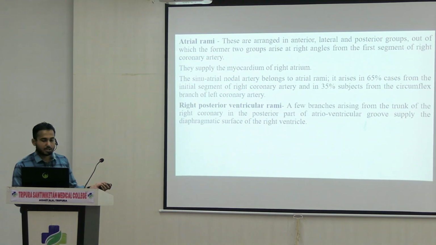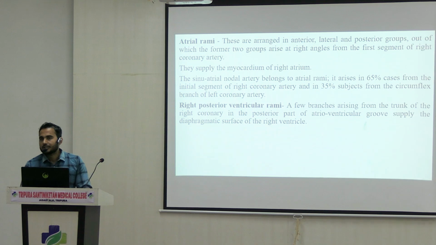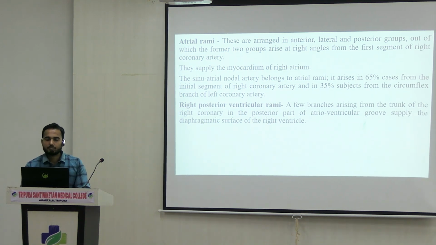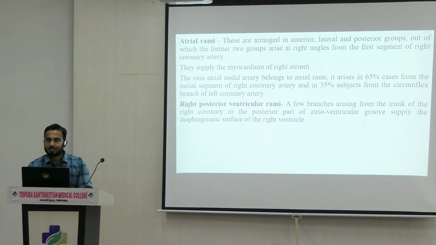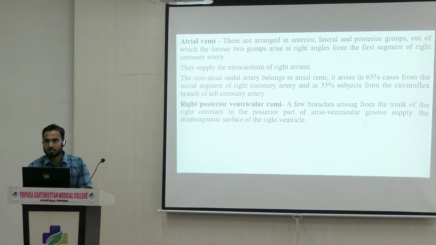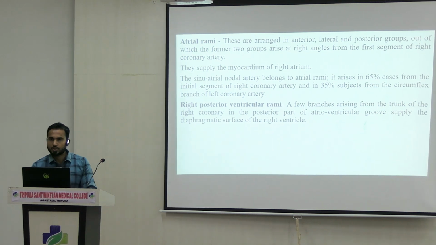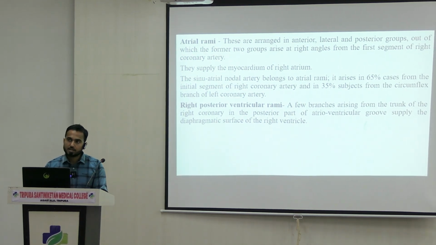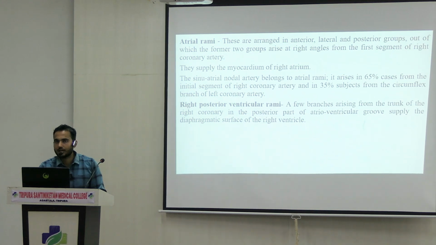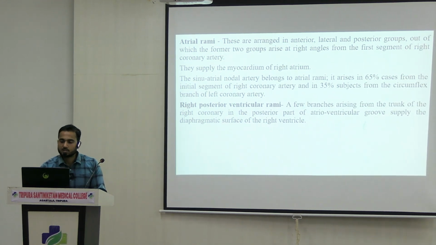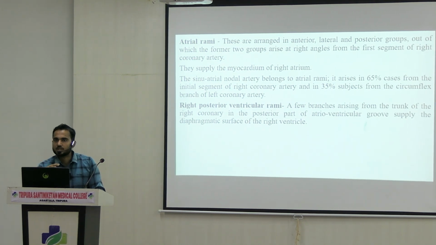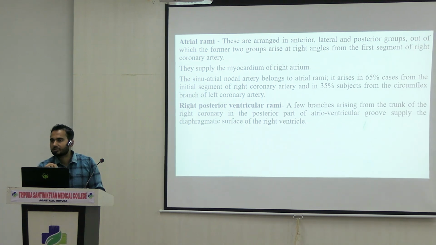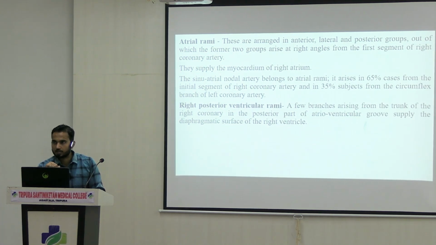Next is the atrial rami. How are they arranged? In the form of anterior group, lateral group and posterior group. They will supply the myocardium of the right atrium, though they are atrial rami. From the atrial rami we get the SA nodal artery. Now this SA nodal artery, in 65% of the population, is derived from the right coronary artery, and in 35% of cases it is derived from the left coronary artery.